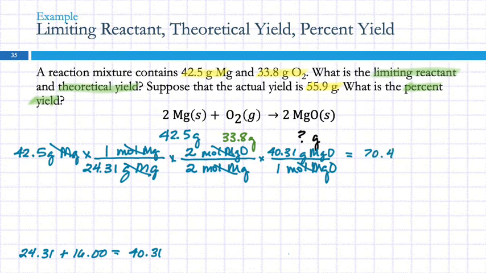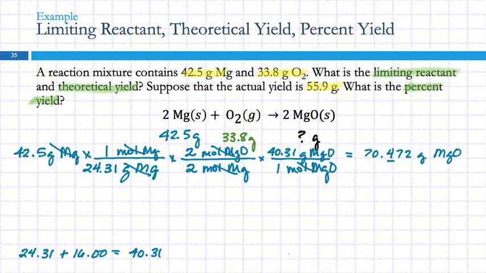I'm always thinking about sig figs in the back of my head, and usually it's the number we start with. So here it's 3. So this one's going to have 3, and then I'm just going to write down 2 extras to avoid rounding errors. So that's the amount of product that we could make if we use this amount of magnesium and there's enough oxygen.